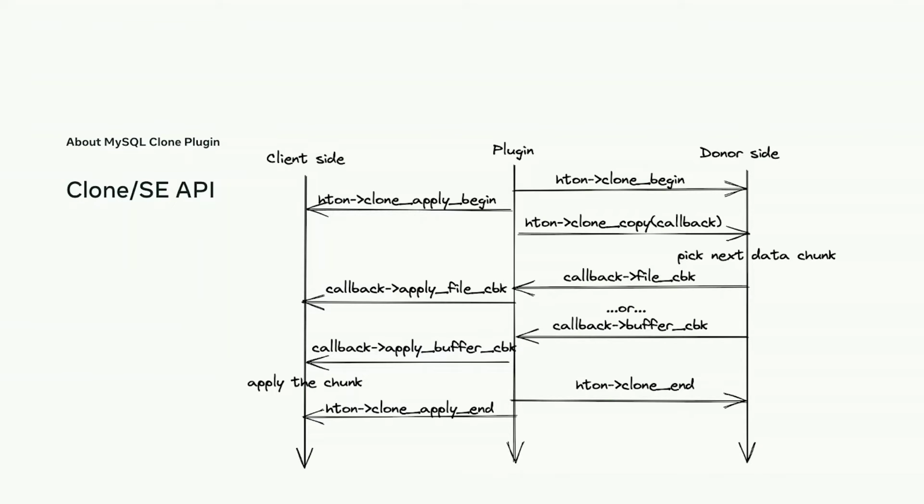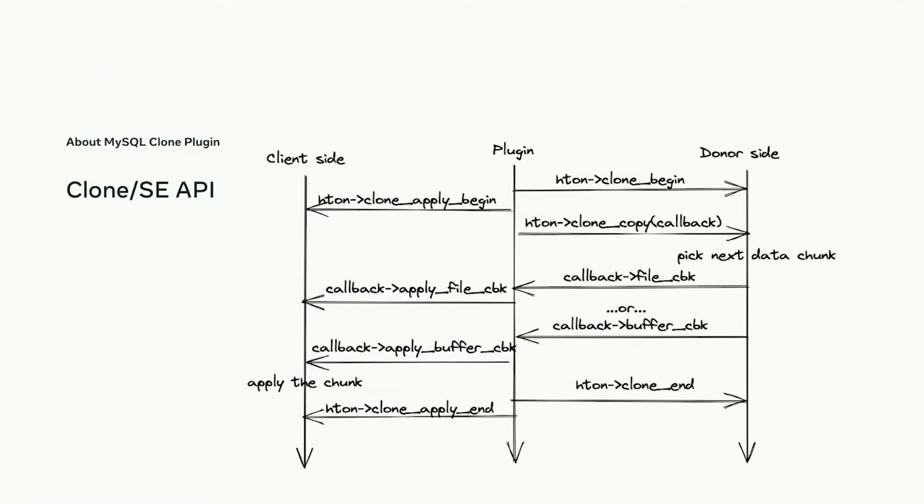This figure gives us a closer look at how clone works in general. The clone process can be simplified into three phases: the preparation phase, the copy and apply phase, and the end phase. The preparation phase, which corresponds to the first arrows, basically does some initialization. For example, the donor will create the snapshot, the client will create some clone-related directories, and the version negotiation also happens in this phase.